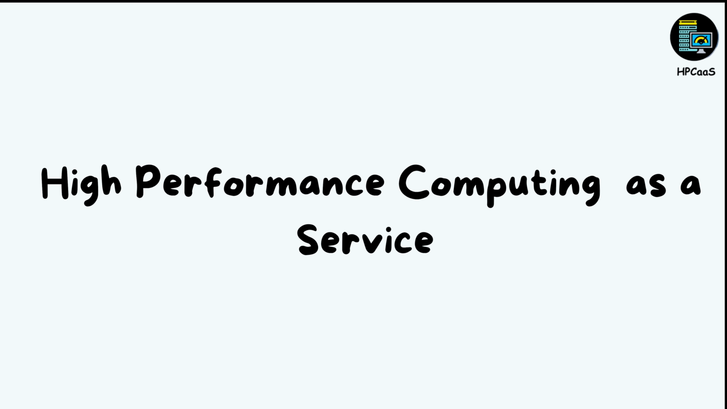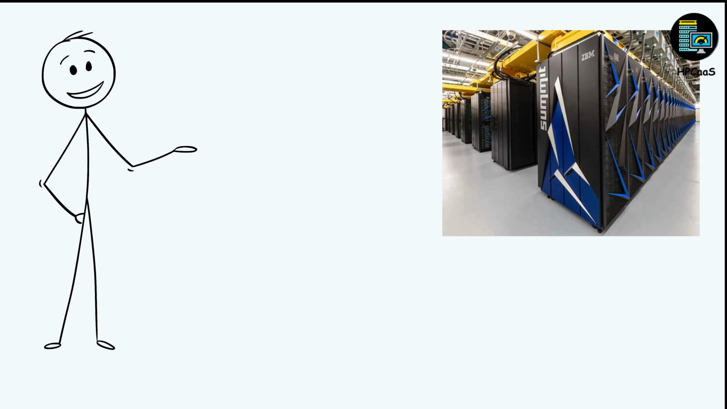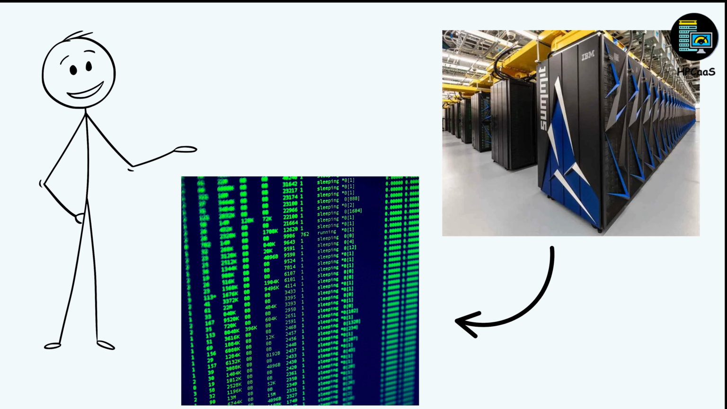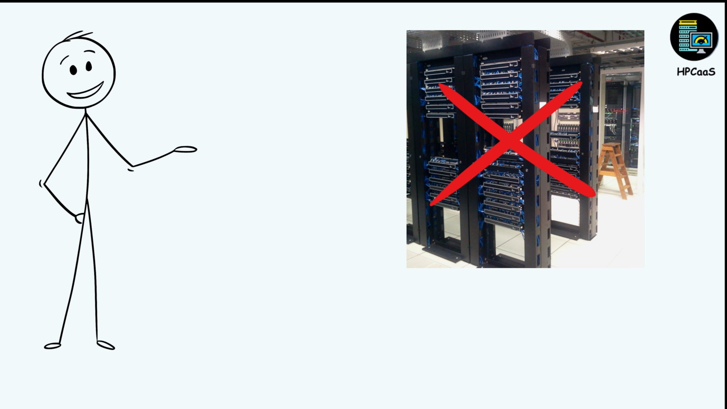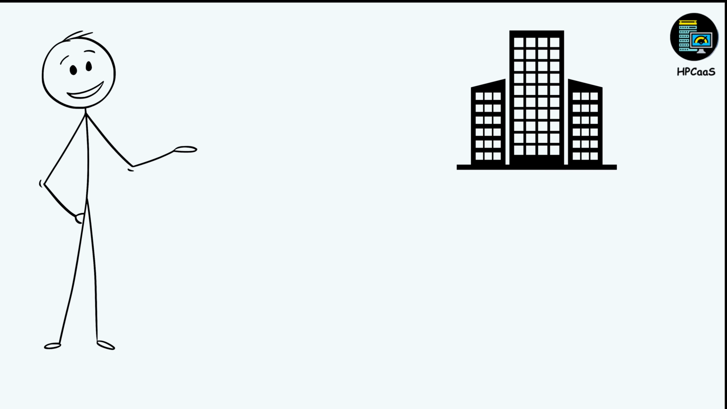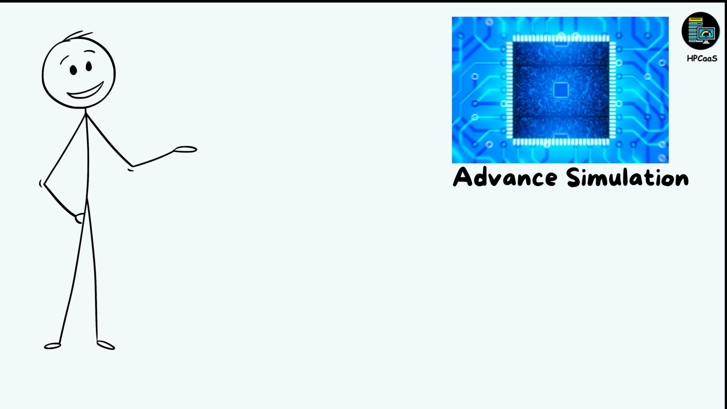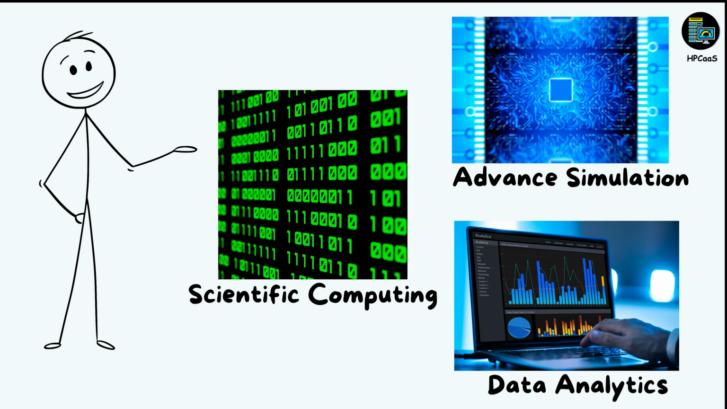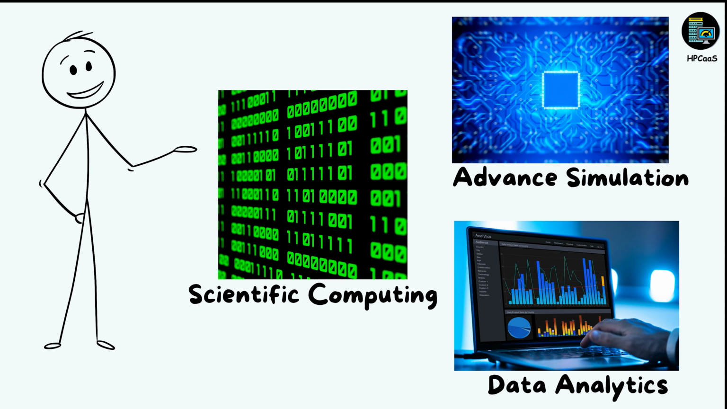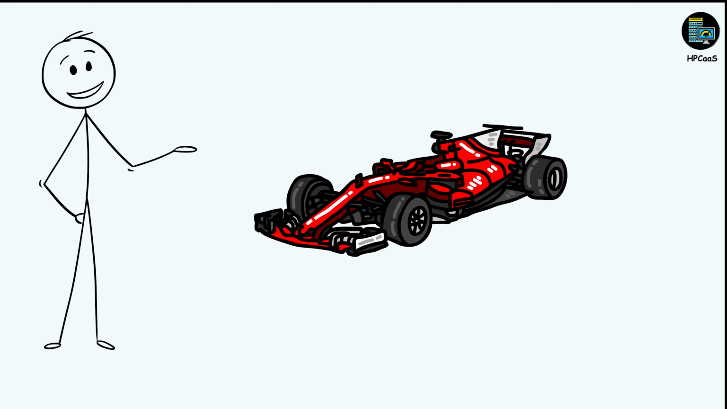HPCaaS, or high-performance computing as a service, provides supercomputer-level processing power on demand for complex computational tasks. Instead of investing millions in specialized high-performance hardware that might only be used occasionally, organizations can access massive parallel processing capabilities when needed. This makes advanced simulations, modeling, data analytics, and scientific computing accessible to a much wider range of users. It's comparable to having access to a Formula One car. When you need exceptional speed, you get the performance without having to build or maintain the racing car yourself.